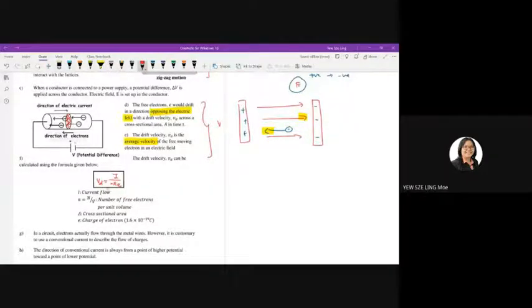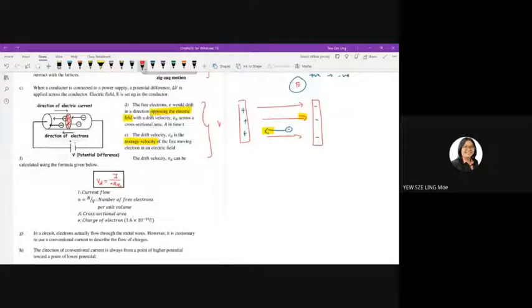Now these equations, if I'm not mistaken, are not in your syllabus. So we give you this equation just as additional info for you to understand what the velocity depends on. It depends on the current. If you have a larger current, then that means you have a higher velocity. If you have a larger surface area, then a smaller velocity, and so on. So this is just to tell you the relationship between v, I, n, A, and e. That's it, just additional info. You don't have to memorize these equations.